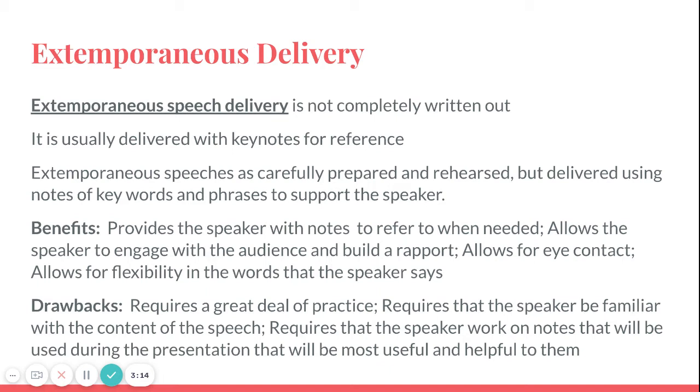The drawbacks are that it does require a great deal of practice. It requires the speaker to be familiar with the content of the speech, and it requires the speaker to work on their notes ahead of time to make sure they're really comfortable with them and that they're the most useful for them.